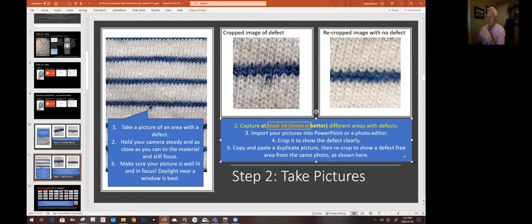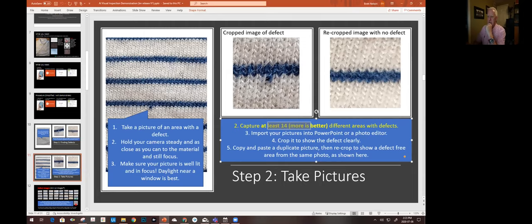If you were actually doing this for commercial use, like for a real application, you would probably try to collect over 100 defect pictures, right? But for the purpose of this exercise, 12, 14, 16 was plenty enough for this project to work.